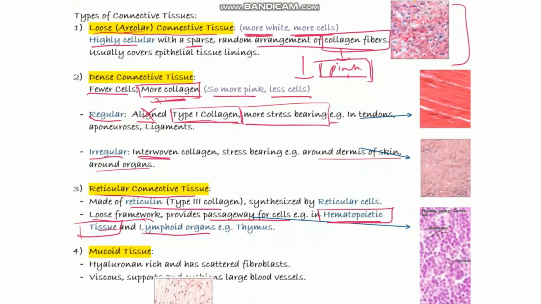So we will study these examples later in their own chapters, and why the reticular connective tissue is important for that. But the only thing that you need to know as of right now is that it is made up of reticulin, and it is synthesized by reticular cells, and it has a very loose framework. All right, so the loose framework allows it to provide a passageway for cells and other stuff.